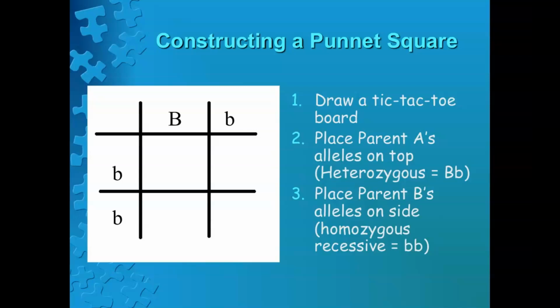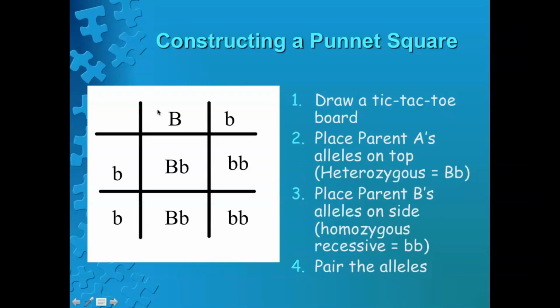The second parent goes across the side, and generally this is usually mom's information, if you know who's providing what. This particular parent happens to be homozygous recessive, so two little b's. Then you pair them down the column and row. So we've got this big B coming here and here, little b's going across, little b's going down here, and these going across as well. These are your offspring. These are parent 1 and parent 2.